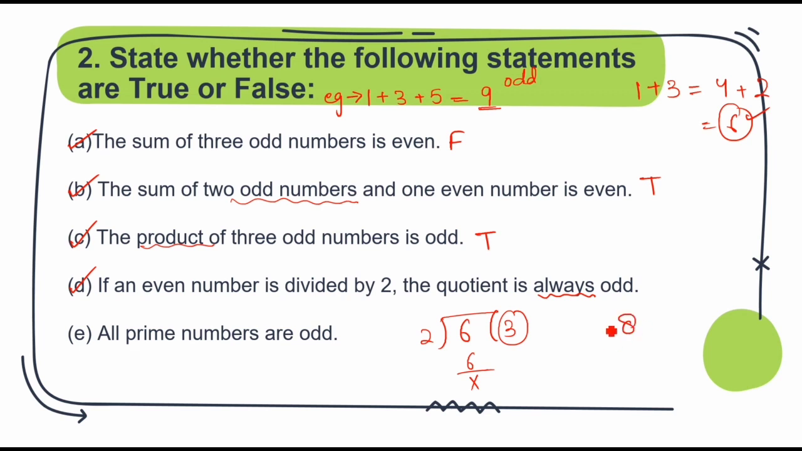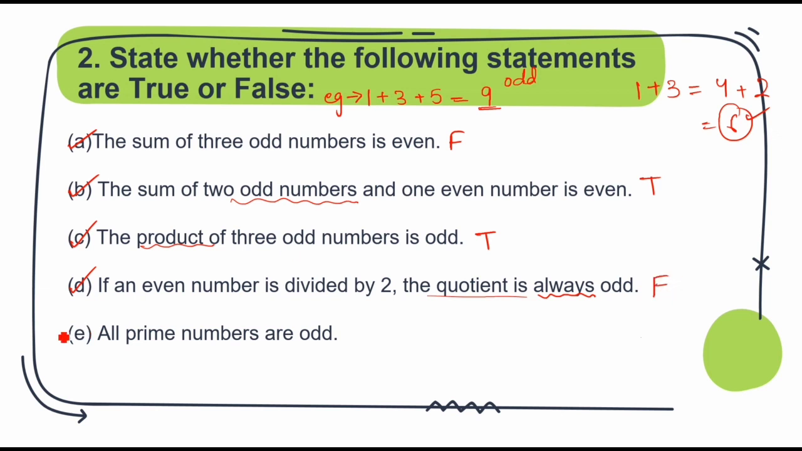But if I take the example of 8 and divide it by 2, because 8 is again an even number, I'm getting 4, since 2 fours are 8. But this time I'm getting the quotient even, right? So the quotient is not always odd. It might be odd, it might be even. It depends upon the number. Right, so we can say that this is a false statement. Not always it is true, but sometimes.